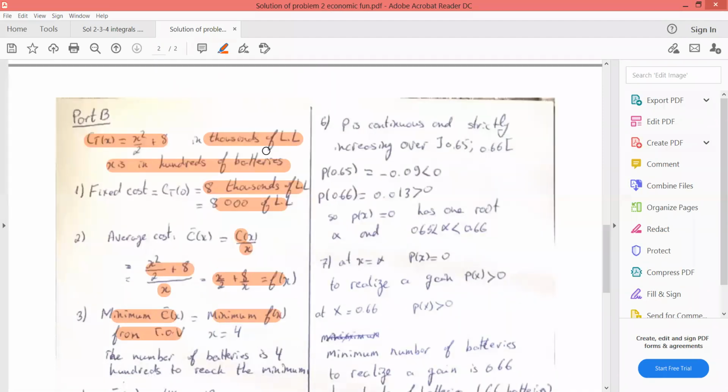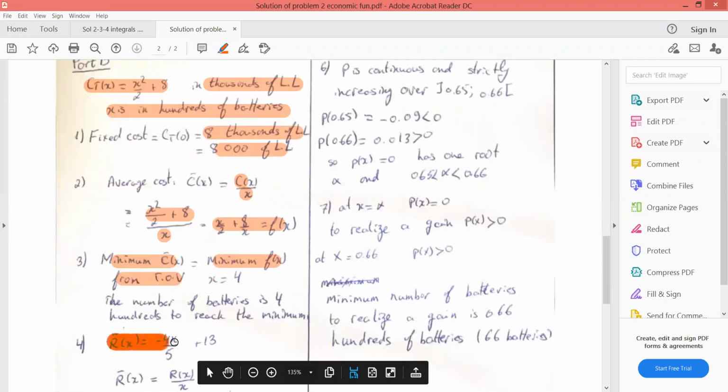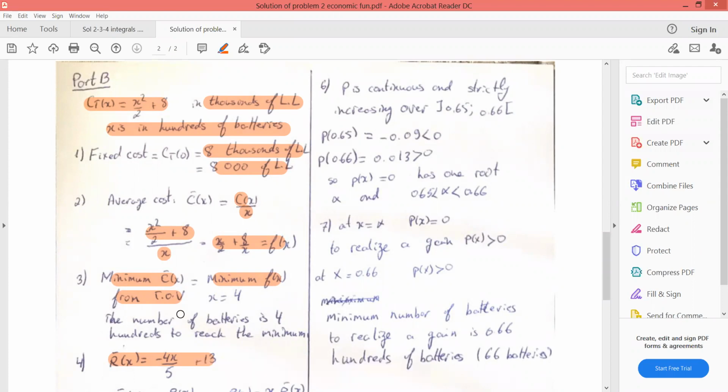Now in the other part, part 4. Suppose the average cost is given, this average cost. How do we find the profit function? What is the rule for profit? R(x) minus C(x). Do we have R(x)? No. How do we calculate R(x)?